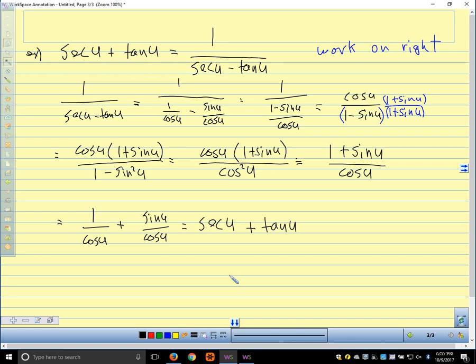If we worked this on the left, I would write everything in terms of sines and cosines, and we would kind of end up in the same place. It's almost like we would end up going in reverse here. We'd go the other direction. All right, let's look at another one.